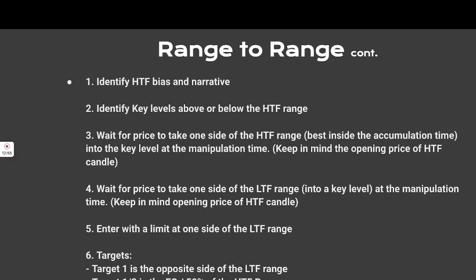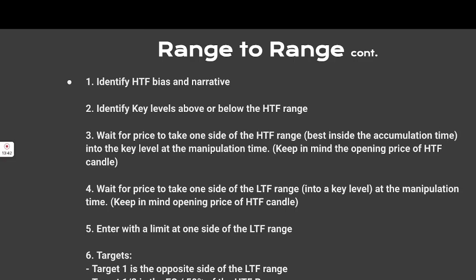How to execute. Step 1. Identify the higher time frame bias and narrative. Step 2. Identify key levels above or below the higher time frame range. Step 3. Wait for price to take one side of the higher time frame range, best inside the accumulation time, into the key level at the manipulation time. Keep in mind the opening price of the higher time frame candle.